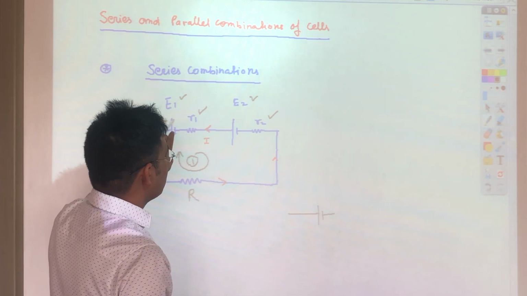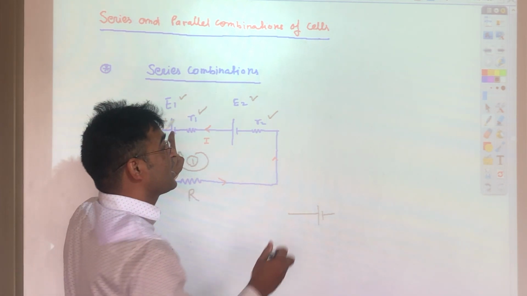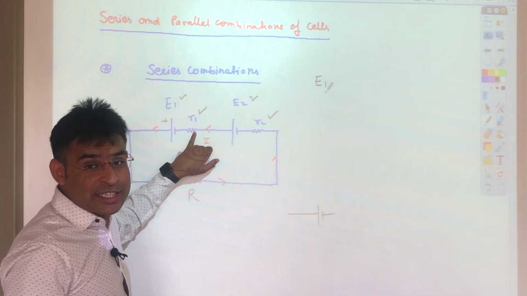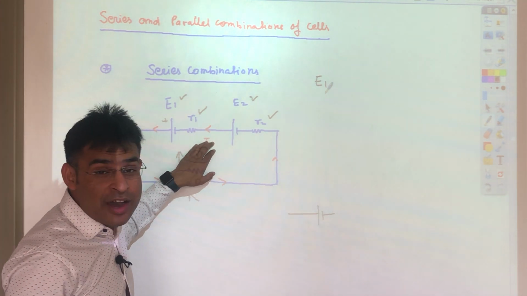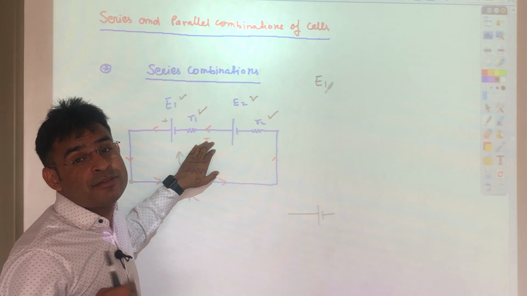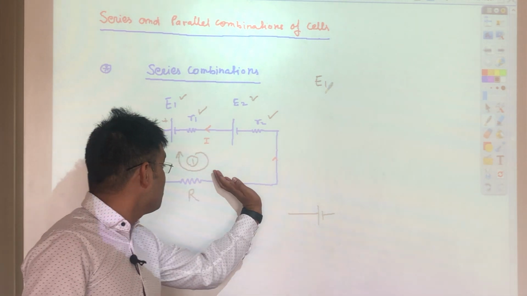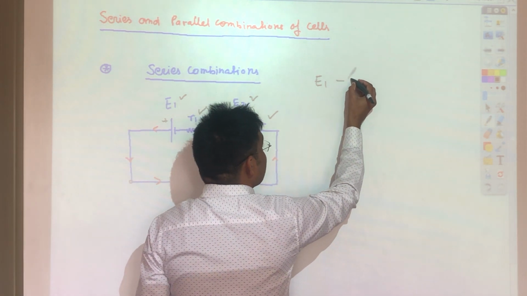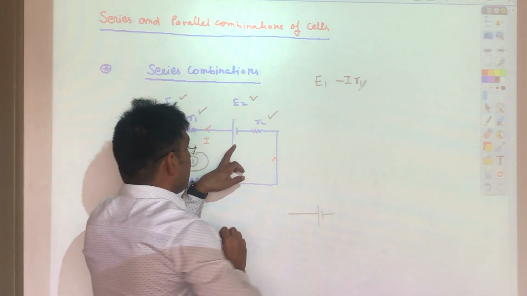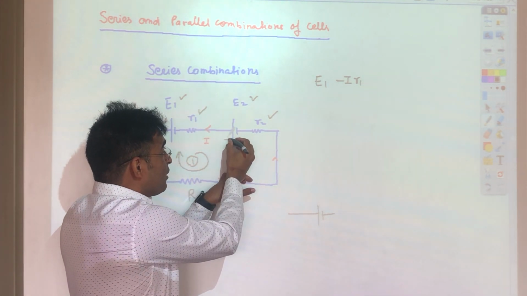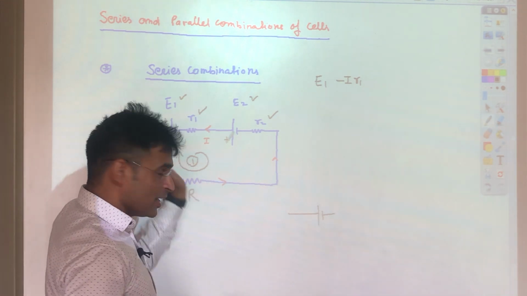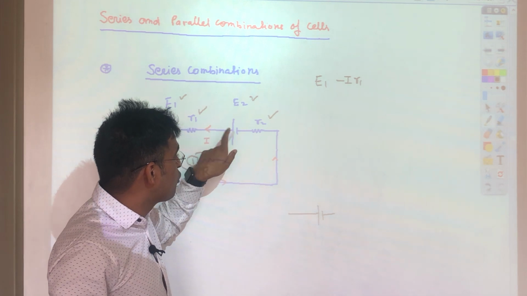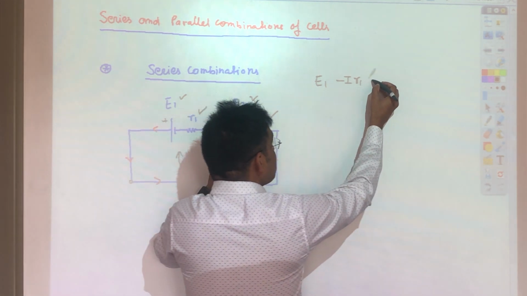So, first you see this battery. First I enter at the positive terminal of the battery, it means I will write only positive E1. Now I reach this resistance. For this resistance, I need to write I into R. It might be negative, it might be positive. That will be decided by the sense of current, the direction of current. I am moving clockwise, and the current is in the opposite direction. So, what will I write? Minus I R1. And again, I first enter at the positive terminal of this battery, while moving clockwise. So, what will I write? Plus E2.